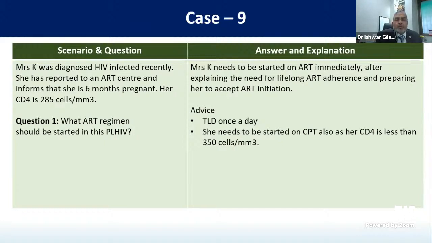Mrs. K needs to be started on ART immediately after explaining the need for lifetime ART adherence and preparing her to accept ART initiation. TLD once a day. So TLD is a rule of thumb. She needs to be started on Cotrimoxazole prophylaxis also, as her CD4 count is less than 350 cells per cubic millimeter. Though we do not practice in private setup, we practice only at 200 cell count. Next slide, please.